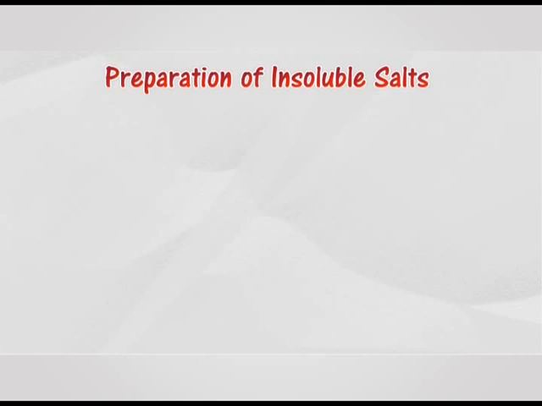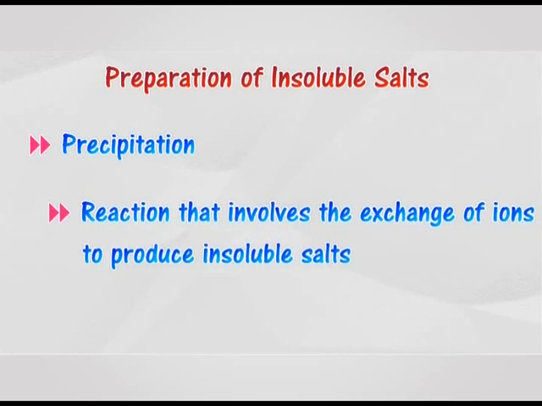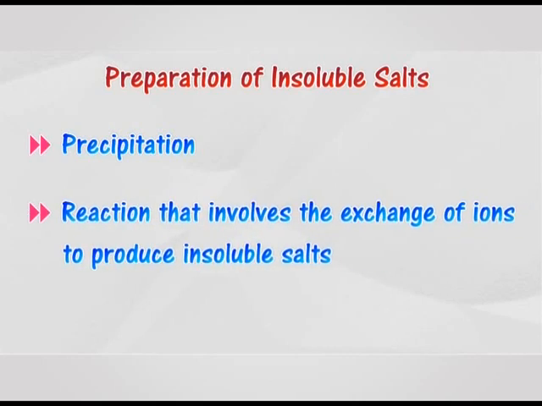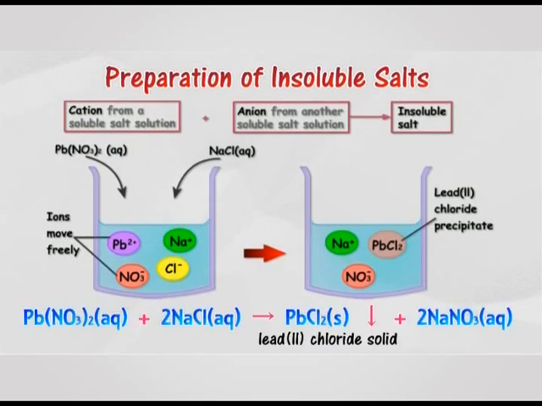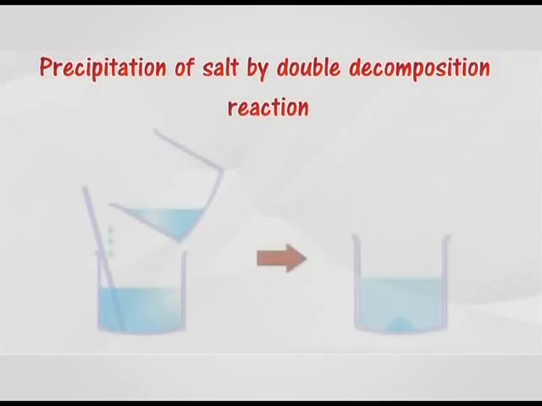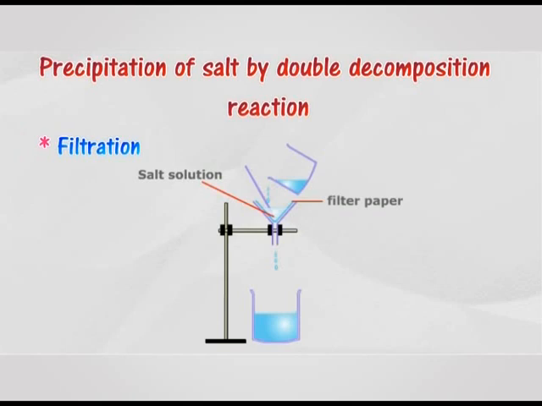And so insoluble salts are prepared by precipitation or double decomposition or double dissociation reactions. Precipitation reaction is a reaction that involves the exchange of ions to produce insoluble salts. These reactions involve mixing 2 aqueous solutions containing the ions of the insoluble salt. Both compounds used to form the mixture must be soluble salts so that free-floating ions can react to form the insoluble salt. Salt crystals are formed as precipitates.